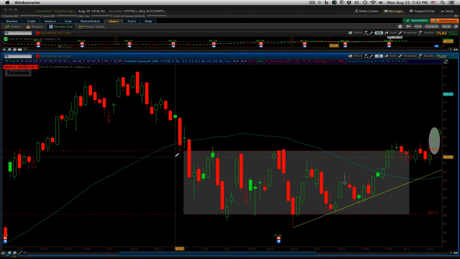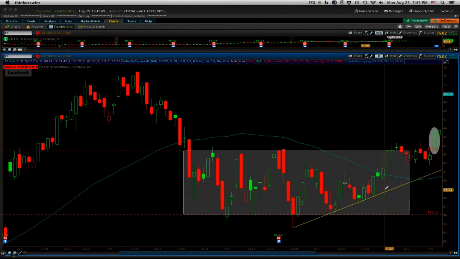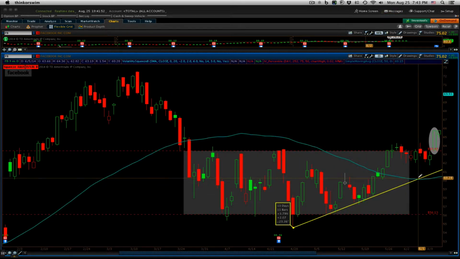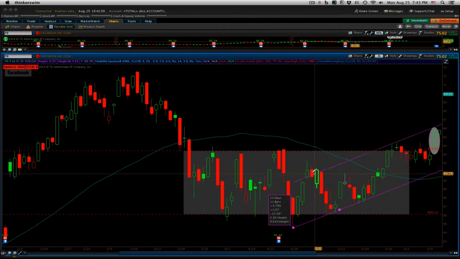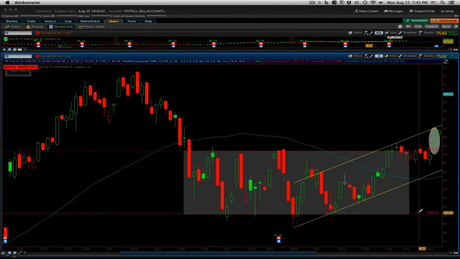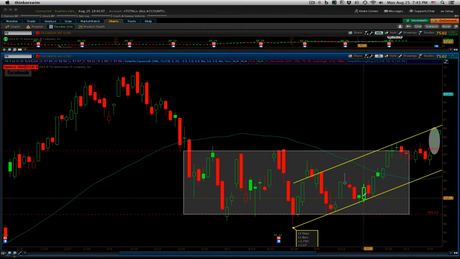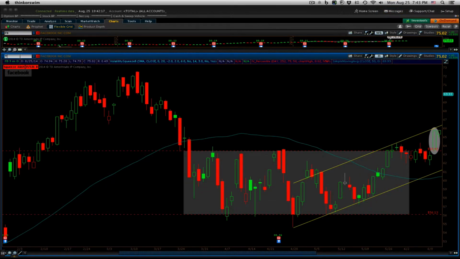Again, support is where the price is supported, resistance is where the price is contained or rejected, trend lines can represent support, and channels can also represent support and resistance. If we redrew this as a channel, this could easily be considered resistance and this support. There are different ways to look at it; the main takeaway is figuring out where areas of support and resistance are.